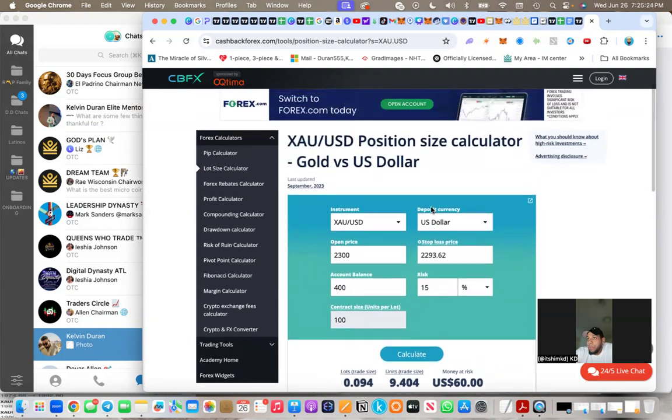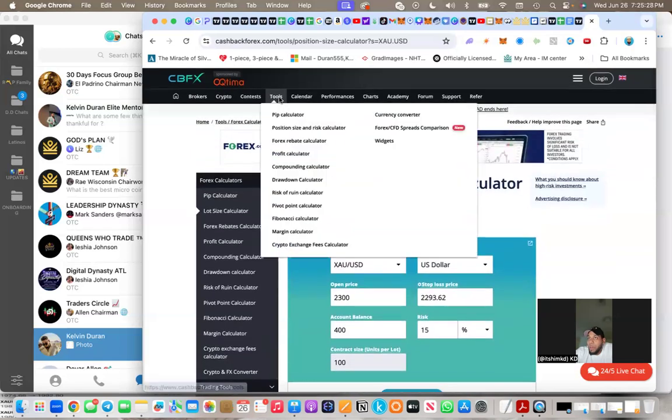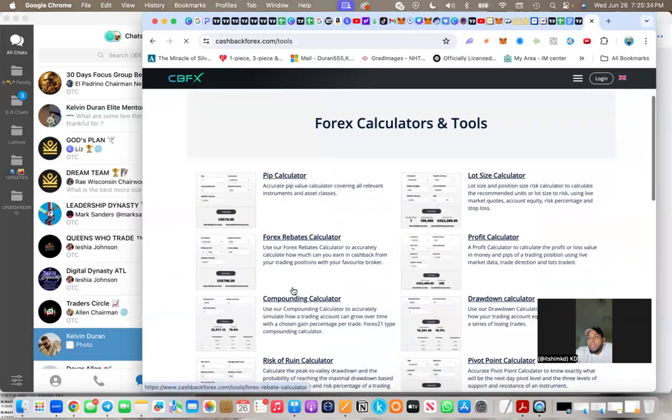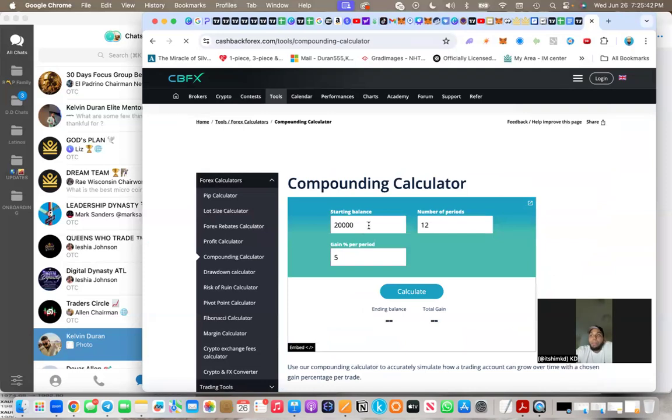Very, very important: calculate your lot size. Another thing you could do in this calculator that I love is click on this, which is the compound calculator. I love this because it tells me how much I should be making a day with my goal.